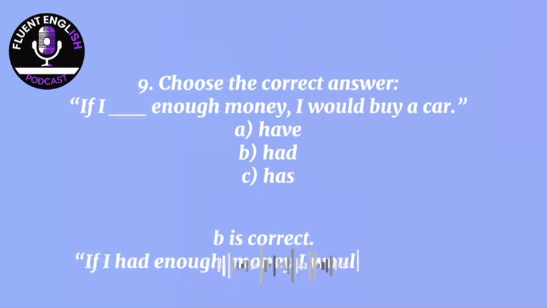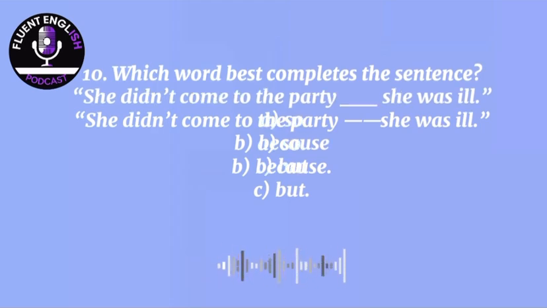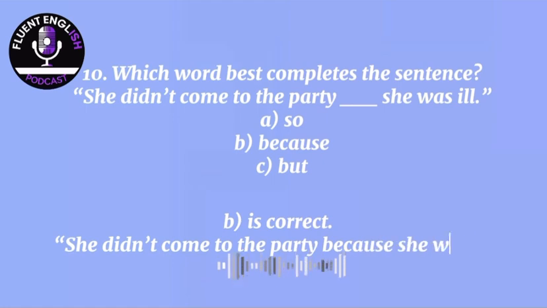B is correct. If I had enough money, I would buy a car. 10. Which word best completes the sentence? She didn't come to the party. She was ill. A. So. B. Because. C. But. B is correct. She didn't come to the party because she was ill.